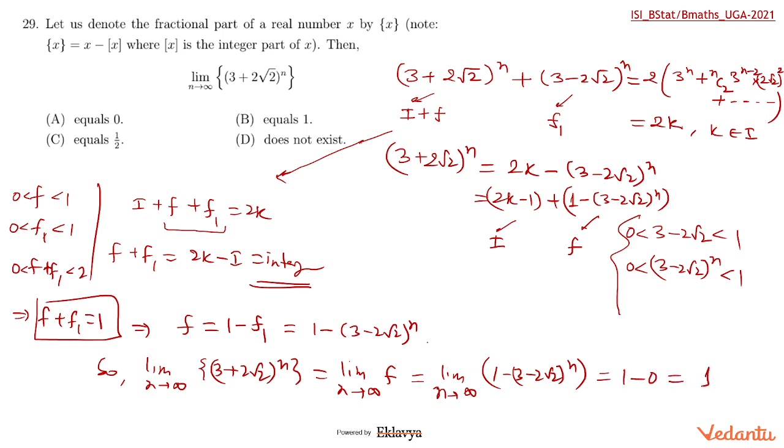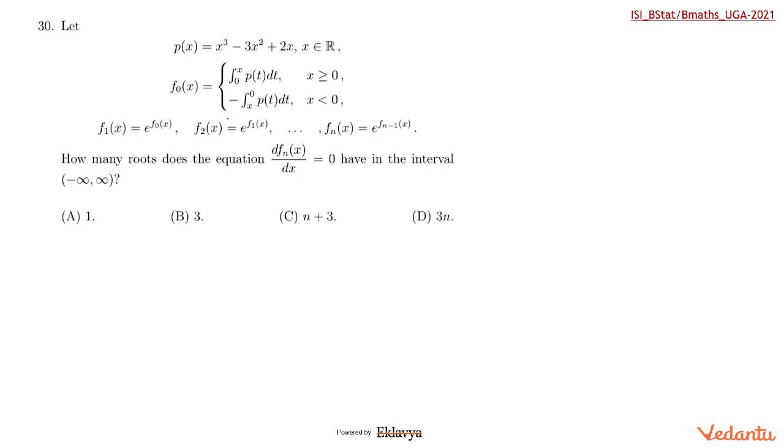So the answer to this question must be 1. यहाँ final answer 1 है, equals 1. B is the correct option. Alright, now coming to the last, total 30 questions were there. This paper ना UGA में 30 question होते हैं.